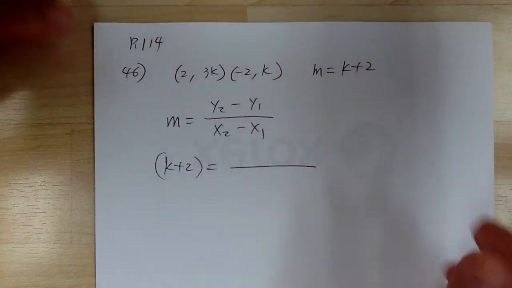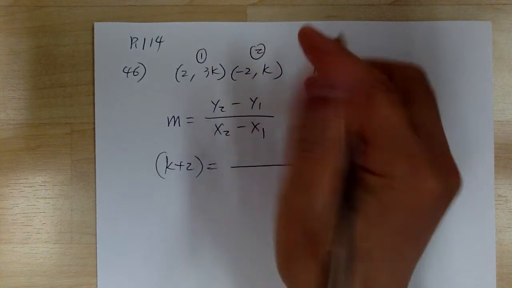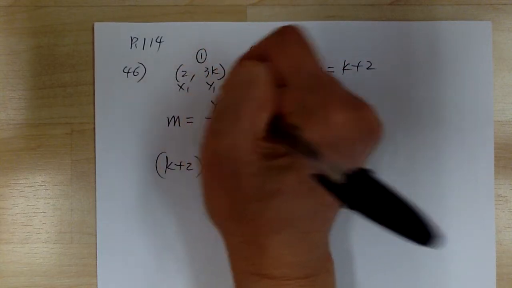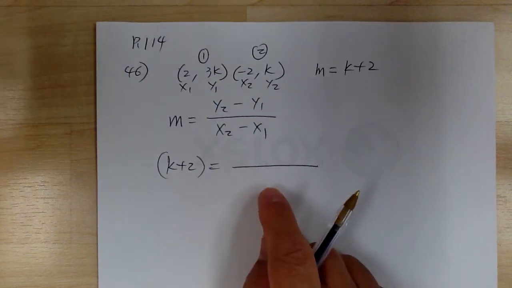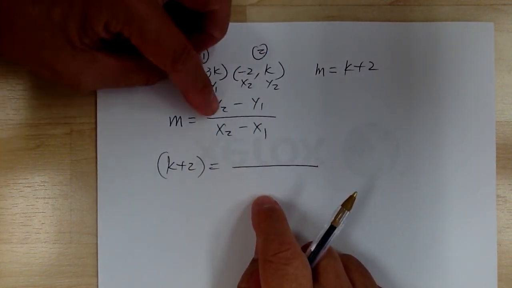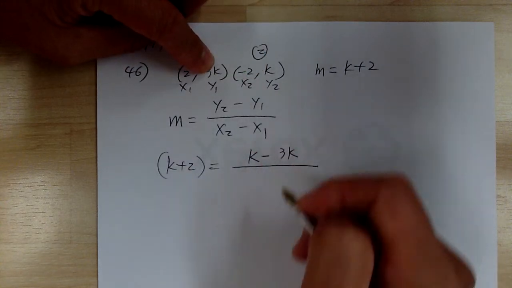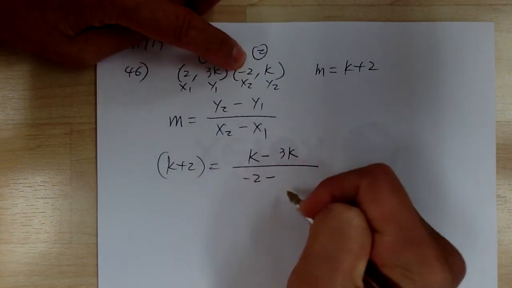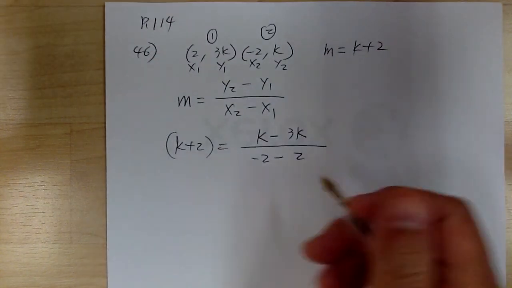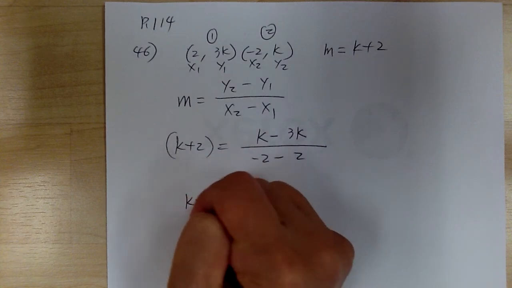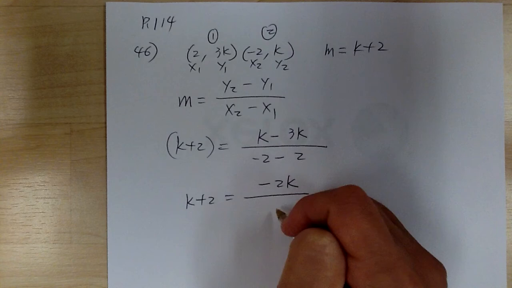And y2, so again, if you get confused easily, go and label them. So point 1, point 2, so that's your x1, y1, that's your x2, y2, right? So that way, you don't substitute the wrong number. So y2 is the k, y1 is 3k, x2 is negative 2, and x1 is 2. So now you can try to work things out. So you got k plus 2 equal to negative 2k over negative 4.